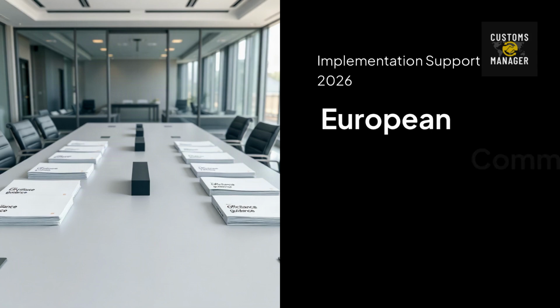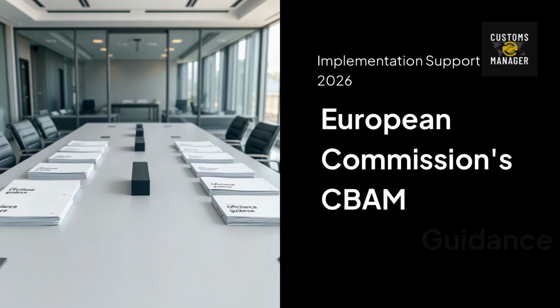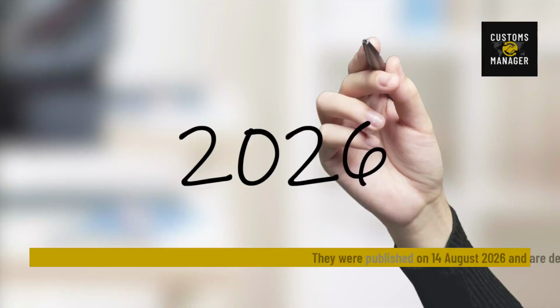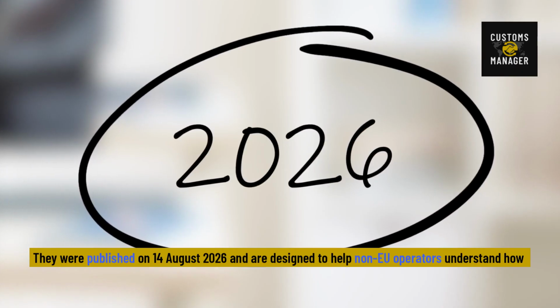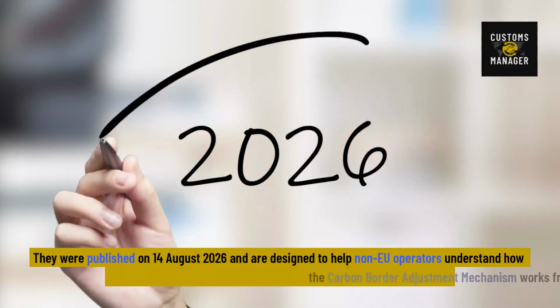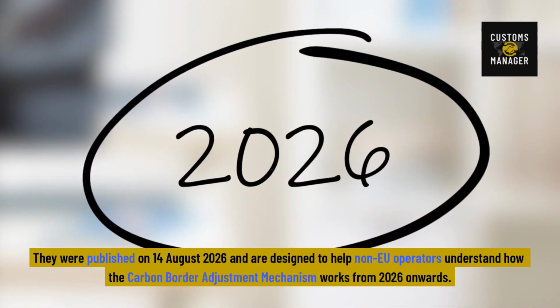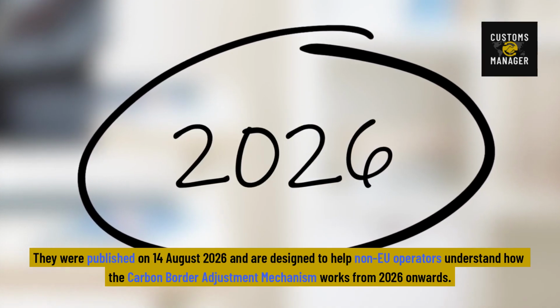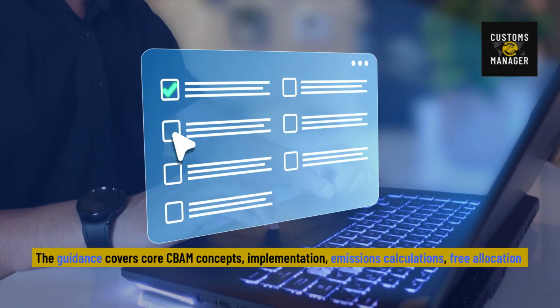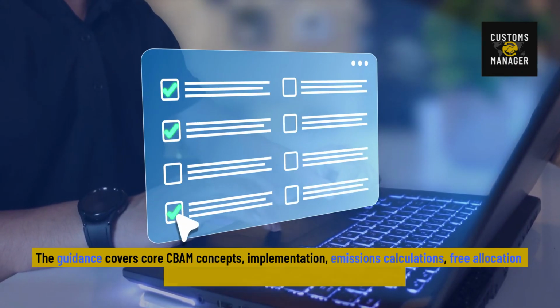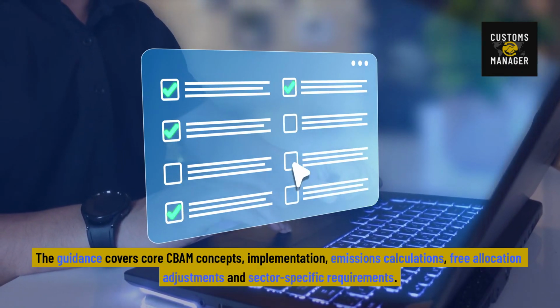The European Commission has published 10 new guidance documents for CBAM implementation during the definitive period. They were published on the 14th August 2026 and are designed to help non-EU operators understand how the Carbon Border Adjustment Mechanism works from 2026 onwards. The guidance covers core CBAM concepts, implementation, emissions calculations, free allocation adjustments and sector-specific requirements.